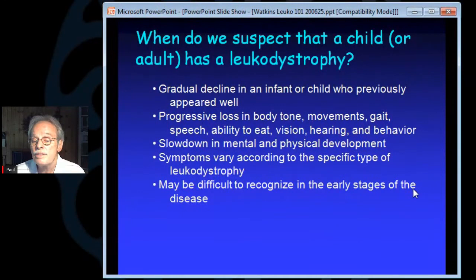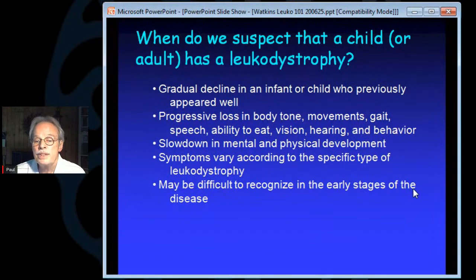Slowdown in mental and physical development. The child was developing normally and then all of a sudden it just doesn't seem to be making progress. This could be a sign of leukodystrophy. But symptoms vary according to the specific leukodystrophy. Unfortunately, there is not a one-size-fits-all diagnosis of leukodystrophy.